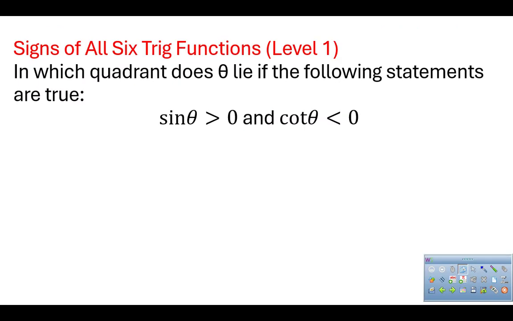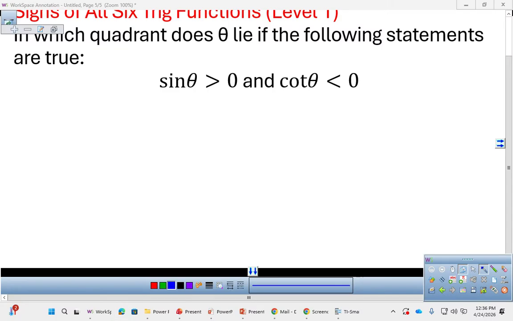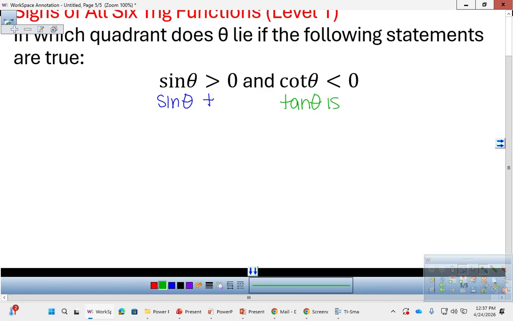The next one says that we want to find all 6 trig functions level 1. Okay, in what quadrant does theta lie if the following are true? So we have to figure out what we know. Sine theta being greater than 0 means that sine of theta is positive, and cosine theta being less than 0, cotangent theta being less than 0 means that its reciprocal function, which is tan theta, is negative, because cotangent and tangent will do the same thing. So less than 0 means it's negative.